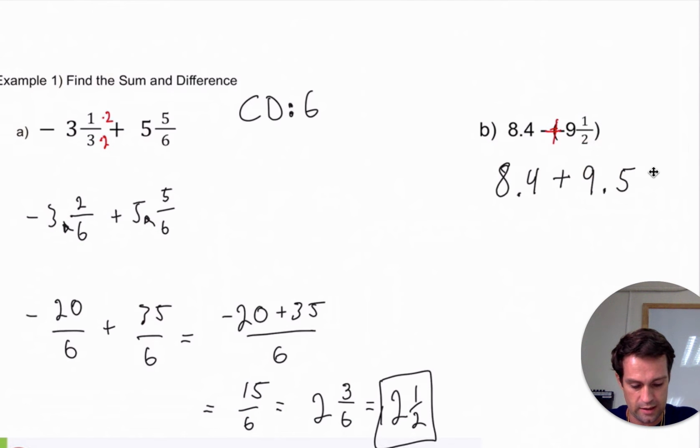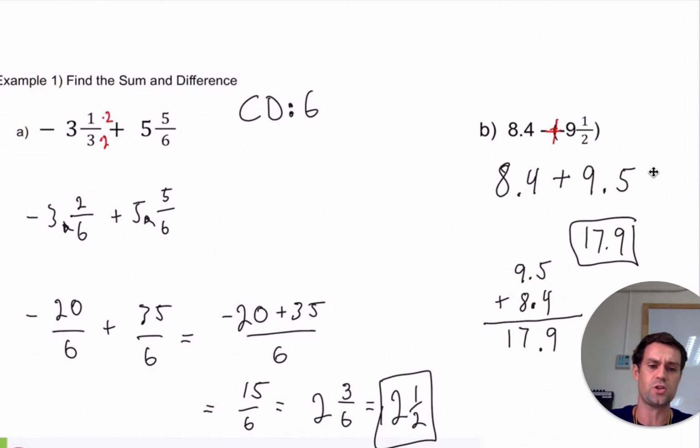So we can take 9.5 plus 8.4. We are lining the decimals up vertically. This is something that you would have done in elementary school. Notice our decimals are lined up vertically. So we have 9.9 and 8 is 17. So 17.9 is our answer. And please box your answers in this case.